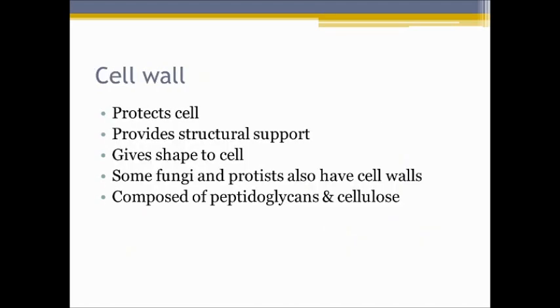Cell walls, only in plants, help to protect the cell. It helps to provide structural support. It gives shape to the cell. Some fungi and protists also have cell walls, and they're typically composed of peptidoglycans and cellulose. So that's why when you bite into a vegetable that's fresh, generally you'll hear a loud crunch, and that's because of it being so high in cellulose and peptidoglycans. You're breaking down the cell walls of these plant cells.